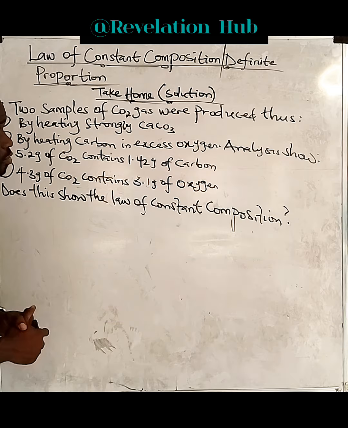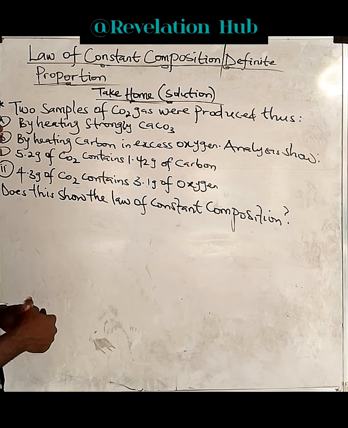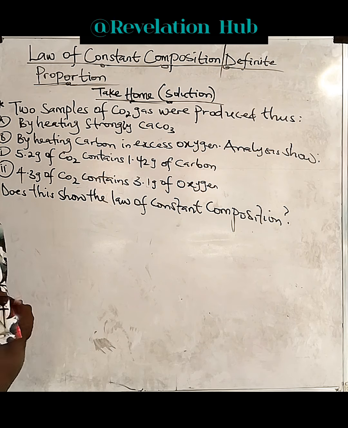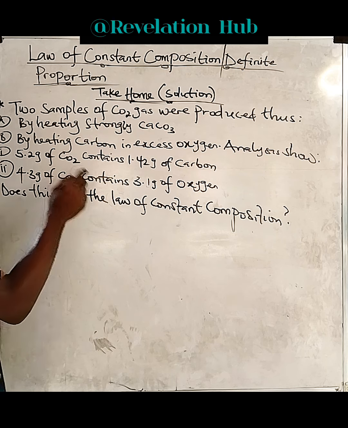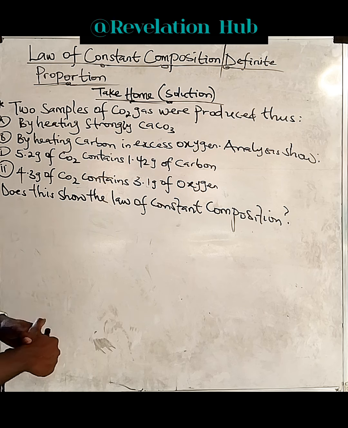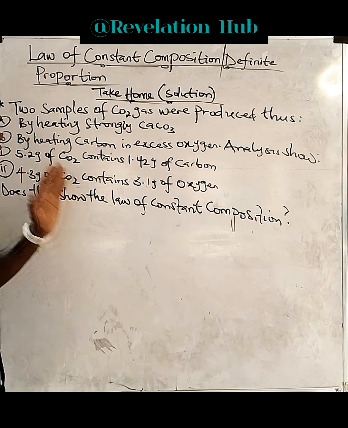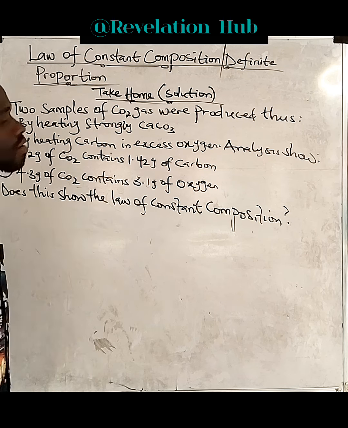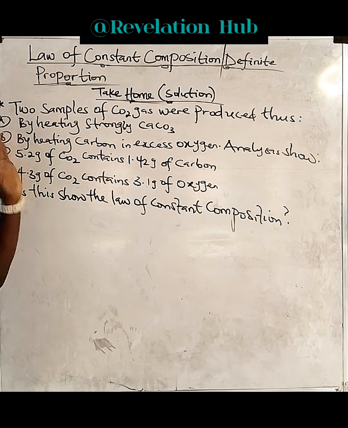Two samples of CO2 gas were produced, first by heating strongly calcium carbonate, and then by heating carbon in excess oxygen. Analysis shows the first 5.2 gram of CO2 contains 1.42 gram of carbon, and 4.3 gram of CO2 contains 3.1 gram of oxygen. Now, does this show the law of constant composition?